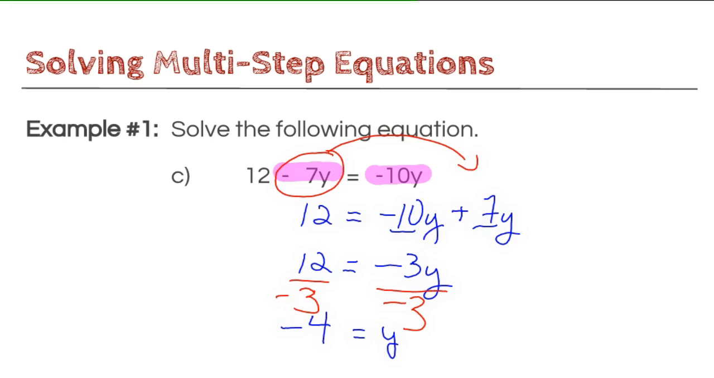And it doesn't matter that my y is on the right-hand side instead of the left. Most commonly in math, you'll see a proper formatted answer as having the variable on the left-hand side, but the solution is nonetheless good to go.